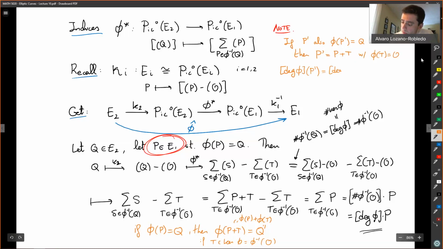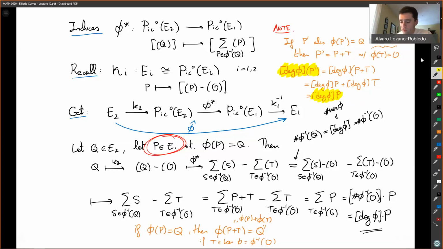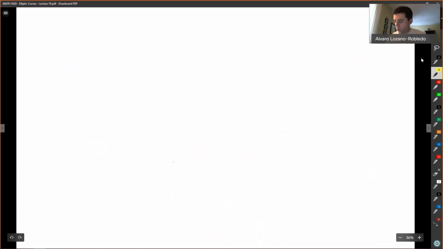That would be degree phi of P plus T, which would be degree phi of P plus degree phi of T. But you see, this says that T is in the kernel of phi, so it's annihilated by the number degree of phi. So this is 0, so this is just degree of phi times P. So we do get that degree phi times P prime is the same as degree phi times P. So it does not depend on what choice of P I get. Okay, great. So we have an isogeny that is the dual isogeny.